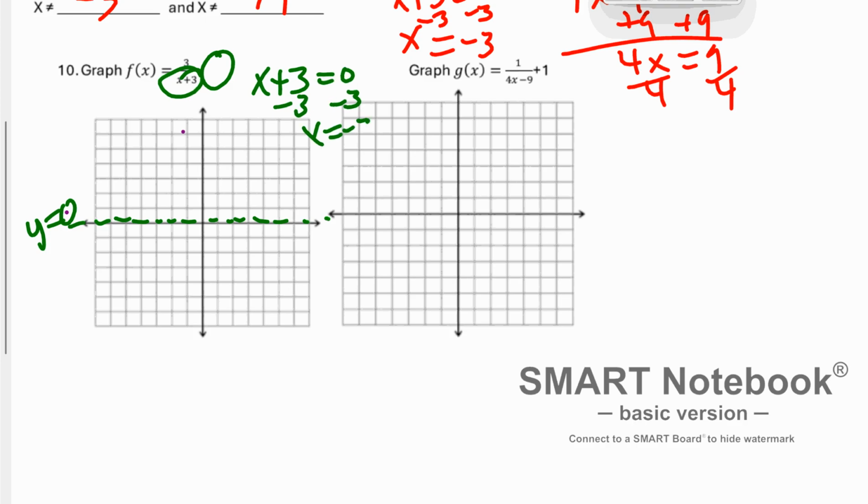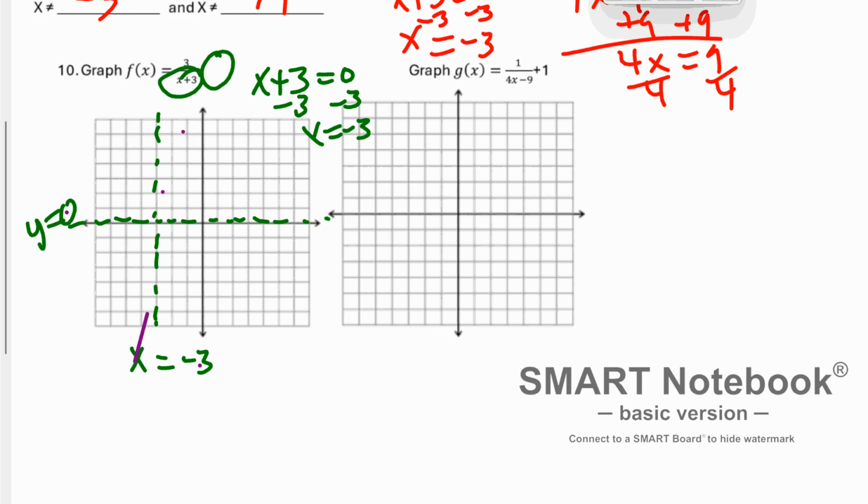So x equals negative 3, so I go 1, 2, 3. That's a little off. There we go. So x equals negative 3. And now we can just find our branches, what our two branches are. So, nice.